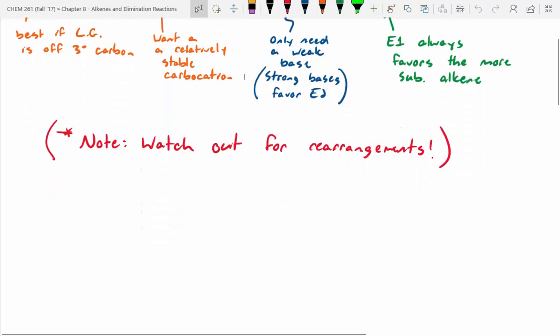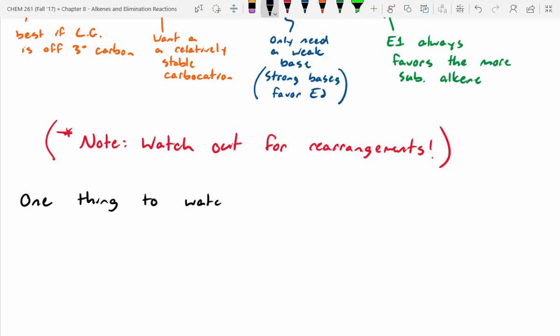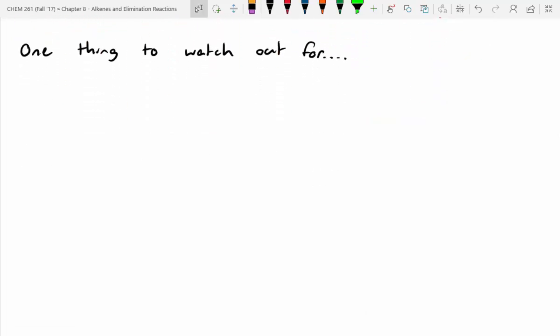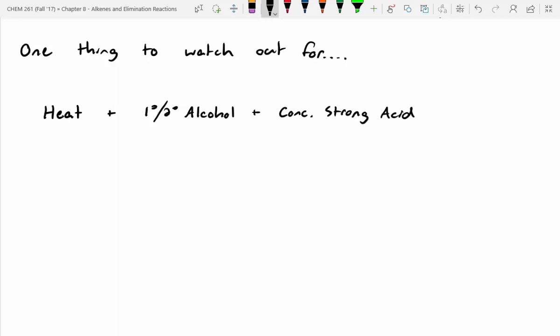All right, there is also one other thing to watch out for. And you guys actually saw this in lab, is if you have heat plus a primary or secondary alcohol plus a concentrated strong acid. So for example, in lab we use cyclohexanol and we use sulfuric acid and heat. We were actually able to do E1 elimination.